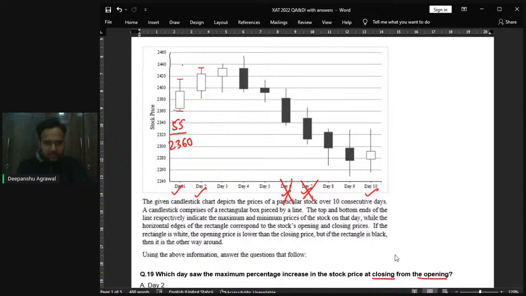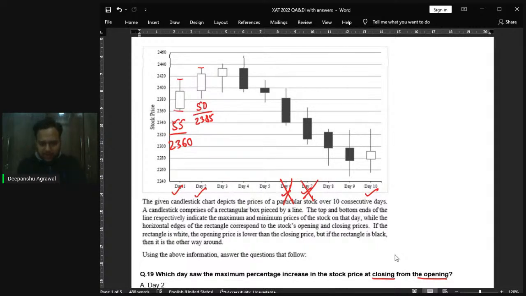So this is 2435, and this is 2385, right? What is the difference between 2435 and 2385? 50. The difference is 50. Okay, right. So this would be 50 upon 2385. Let's check for the option number 10 as well.